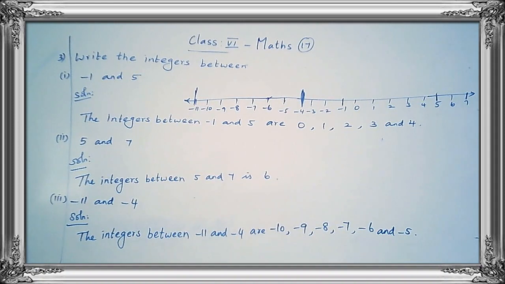Third question, write the integers between minus 1 and 5. Okay, this number line is a rough work only. Okay children, so whether you draw it or do it by mind calculation and write, it is okay. Okay, better you draw the number line and find the answer. Okay children, write neatly.